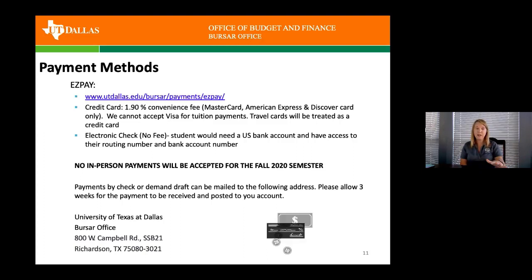Again, this is our mailing address here. This is where you're going to want to mail the check or the demand draft if you're going to be mailing in a payment. So you can go ahead and move on to the next slide.